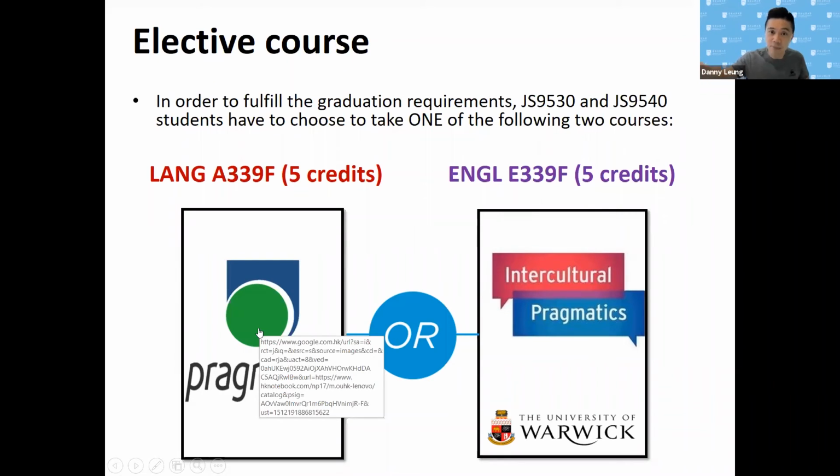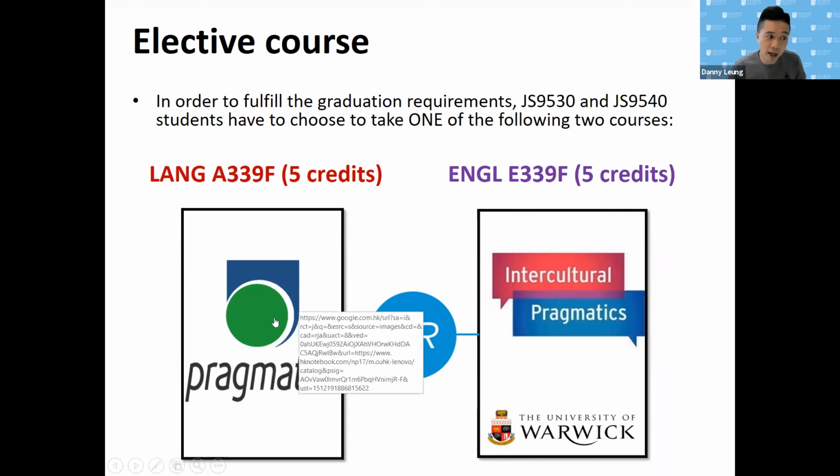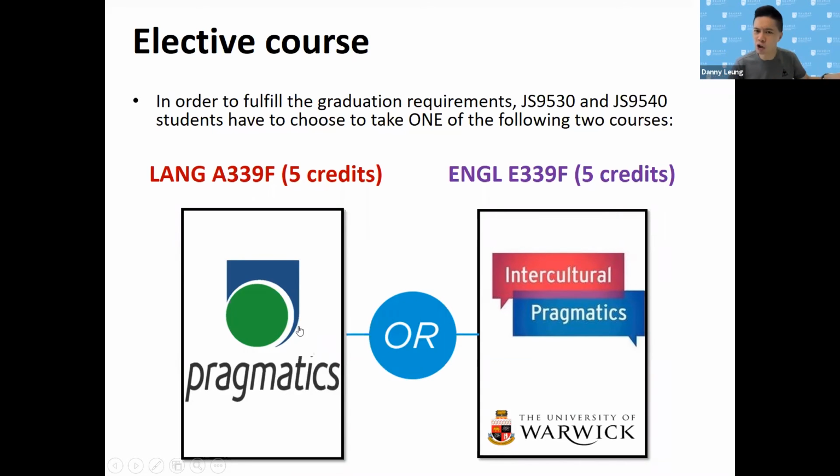You are immersed there and you speak English 24 hours a day, not just staying there for no reason, but doing a credit-bearing course. This will be the course of your choosing. So apart from doing Pragmatics with OUHK, you can actually choose to do the Intercultural Pragmatics course, not with us, but with one of the top 10 universities in the United Kingdom, which is the University of Warwick. All right, this is a wonderful thing.